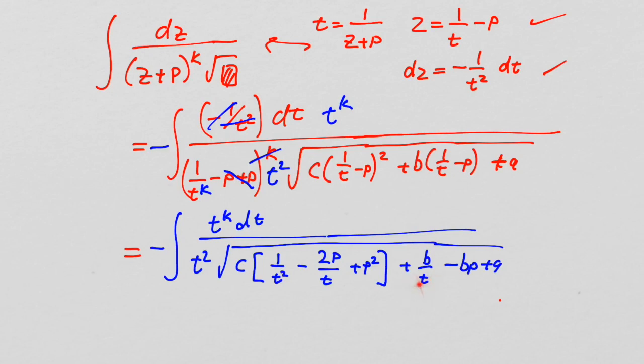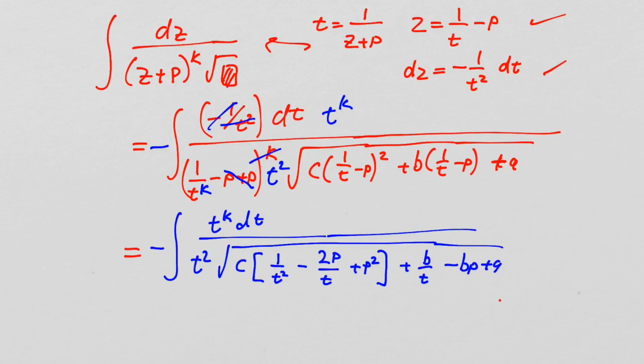This will be b over t minus bp plus a. So now we don't put a t to the 4th in there, because then you'll end up with a t squared here, a t cubed, and then a t to the 4th. I want this to be quadratic, so I'm only going to take just one t in.